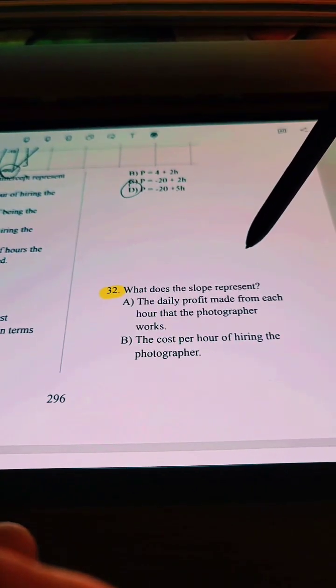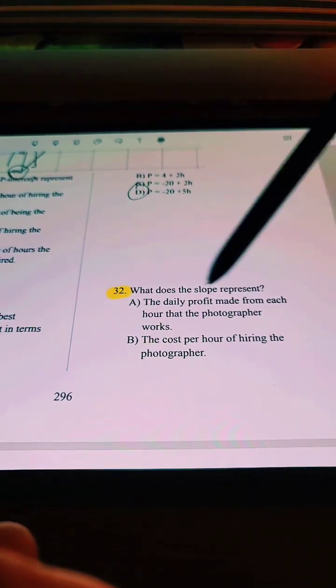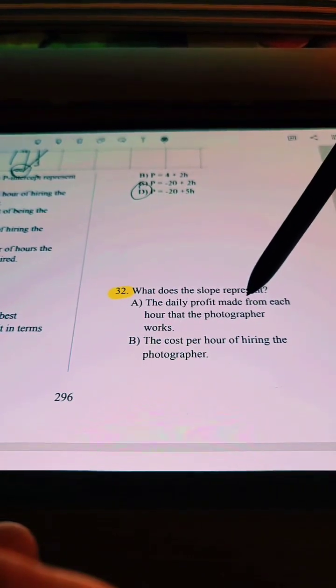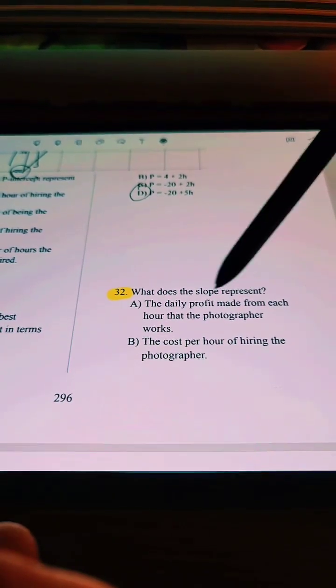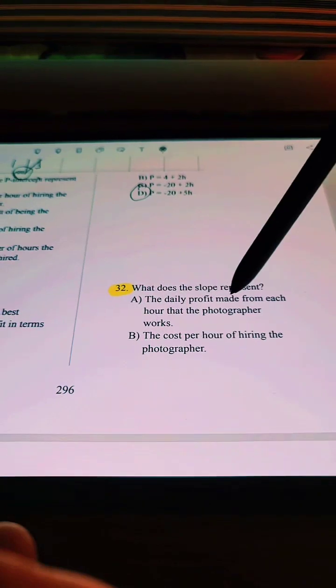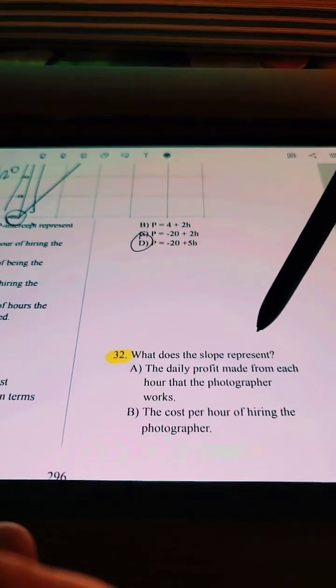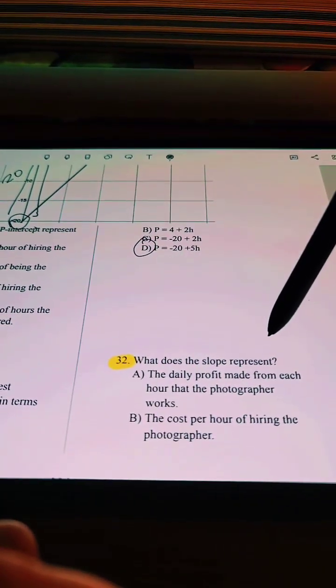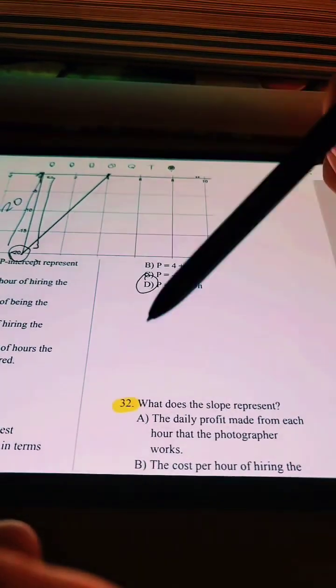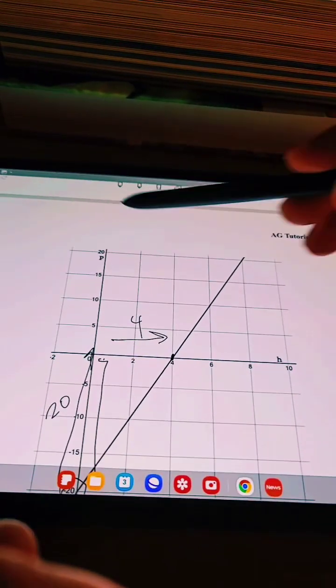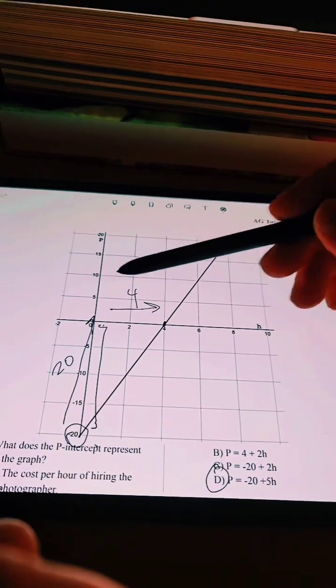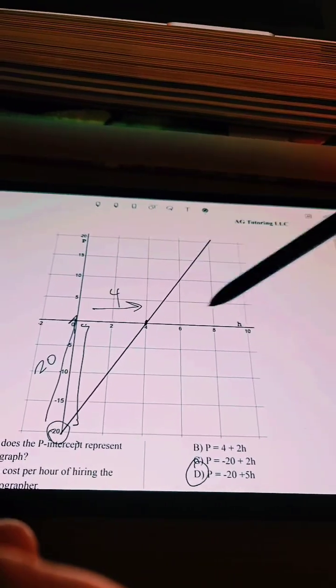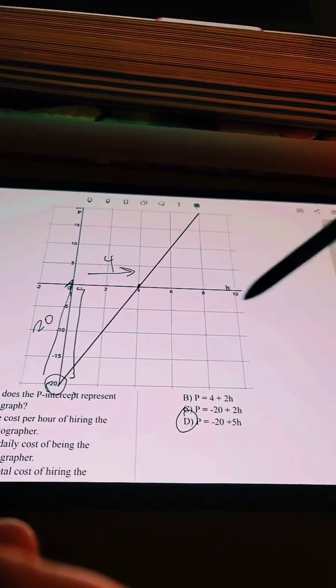So now let's go to 32. So what does the slope represent? The daily profit, I'm glad you guys are enjoying this. So the daily profit made from each hour working, for each hour that the photographer works. That matches up perfectly with our units, because remember, the P was representing the profit that they're making, and the H is the hours worked.